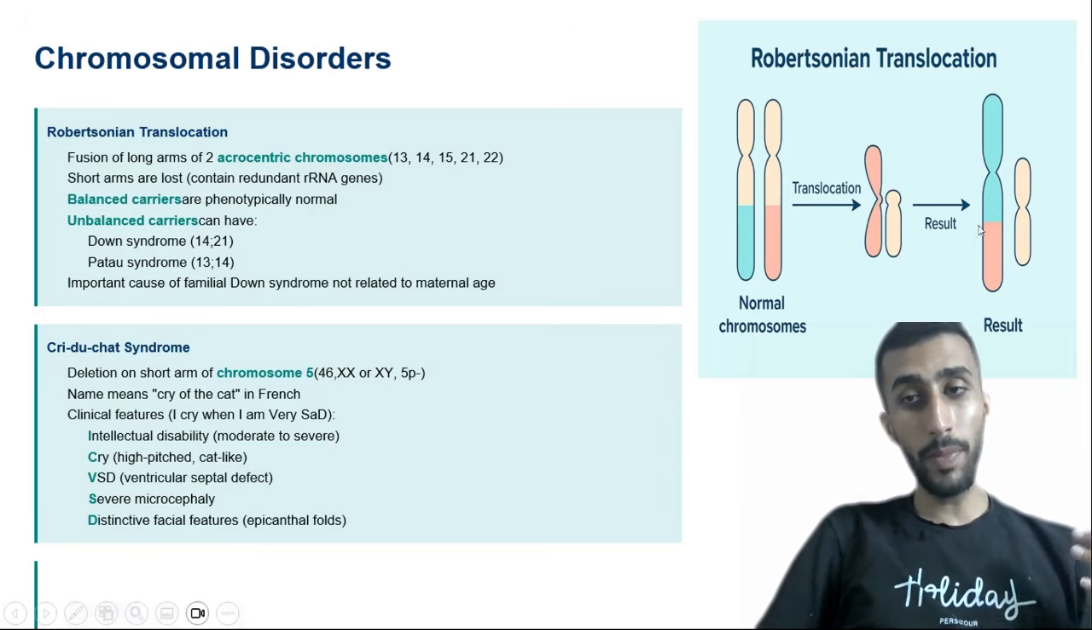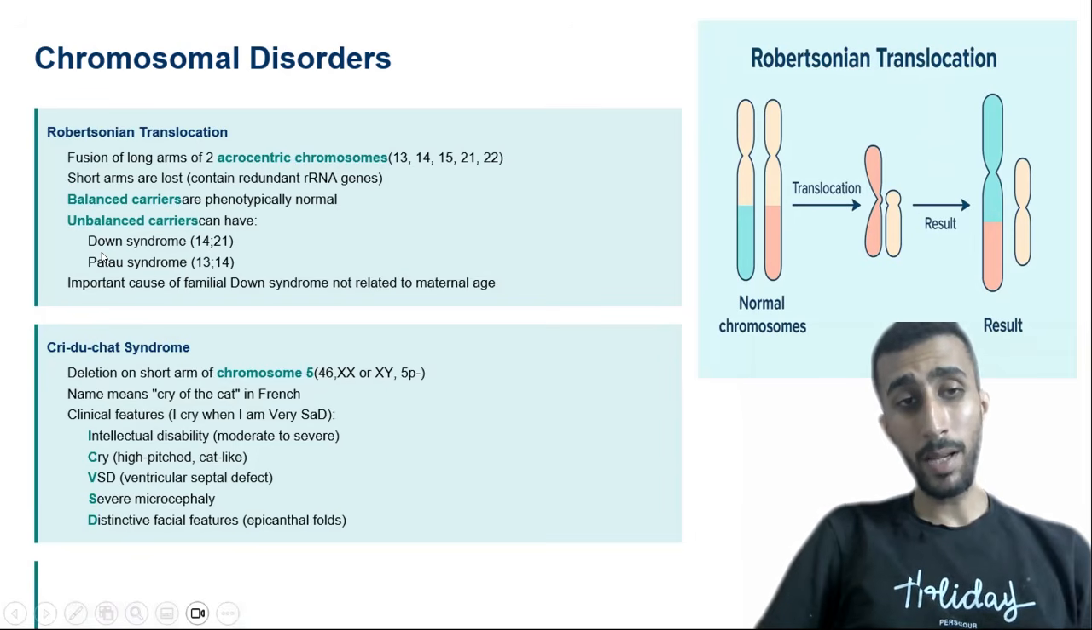So one gamete may have this chromosome that is having the whole important material, and the other is having the short arms that are containing redundant rRNA. So if we got a gamete that is containing redundant rRNA, this is going to be an unbalanced carrier.